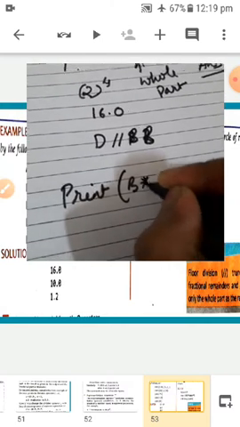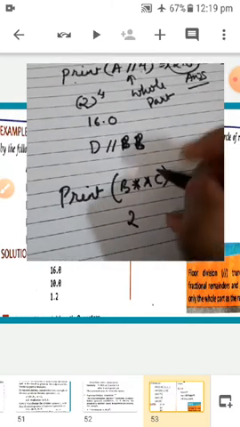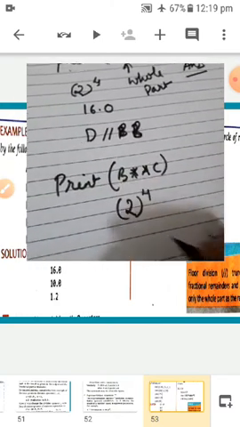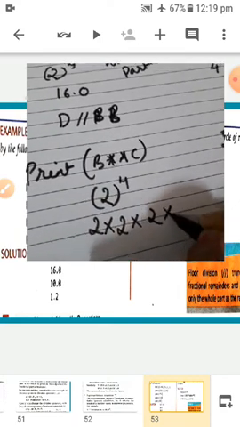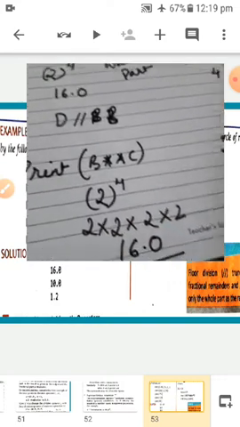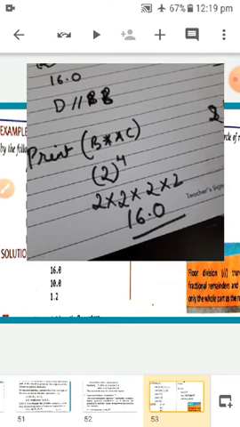Third is print b, this exponentiation sign c. Now b value is 2, c is 4, so it goes in the power. So 2 raised to the power 4 means 2 multiplied by 2 multiplied by 2 multiplied by 2, it gives you 16.0. So it will return a float. Okay, so this will be your answer.